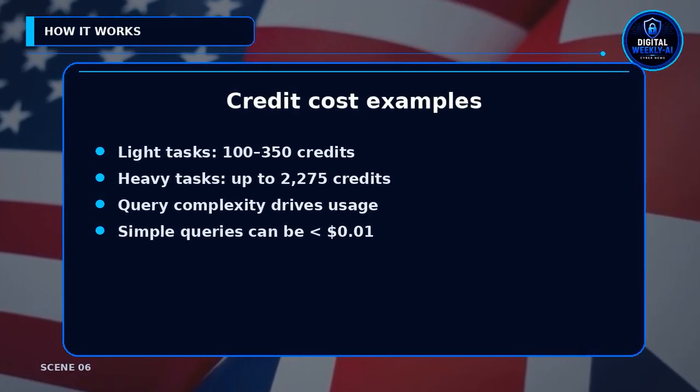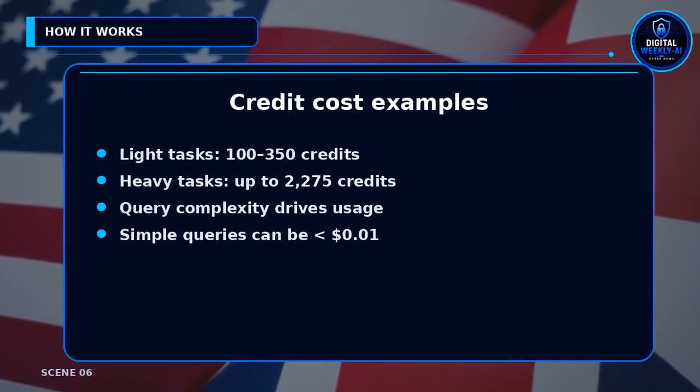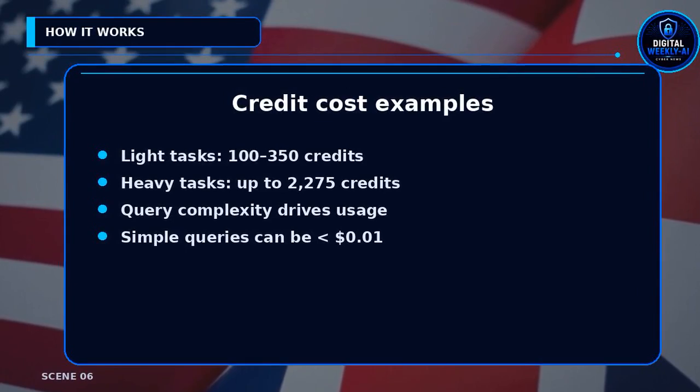Perplexity gives example credit ranges. Light tasks can cost 100 to 350 credits. Heavy tasks can use up to 2,275 credits. Perplexity says query complexity affects token usage more than model choice. Simple queries can cost less than a penny. Complex tasks will cost more.